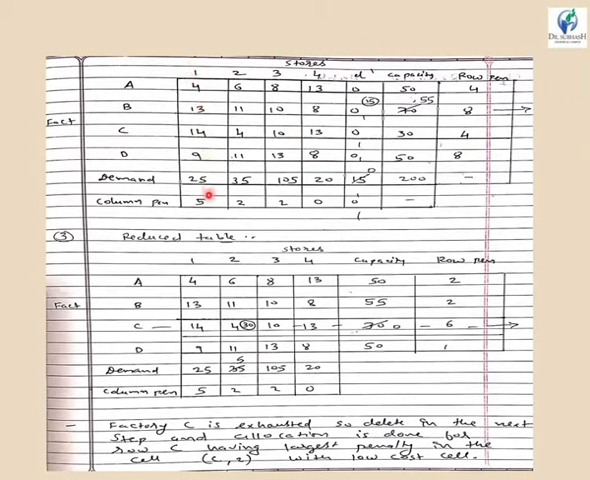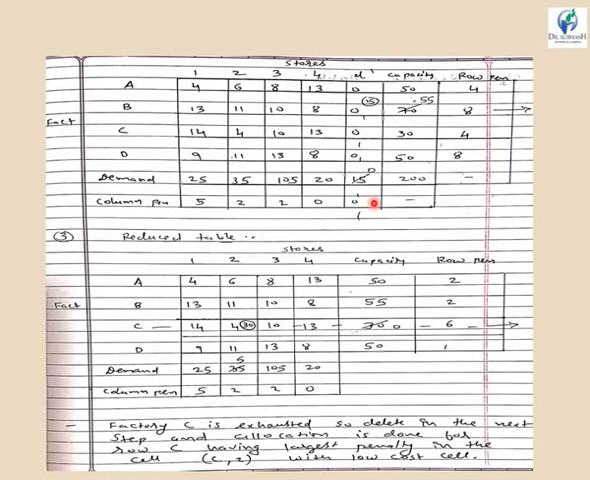Now for the columns, the same procedure is followed. There are 4 elements, 1, 2, 3 and 4. The smallest element is 4 and the second smallest element other than 4 is 9. So the difference between 9 and 4 will give you 5. Similarly for this second column, the smallest element is 4 and the second smallest other than 4 is 6. So the difference between 6 and 4 will give you 2. Similarly for this third column, it will be 2. For this one it will be 0, and for this also it will be 0.